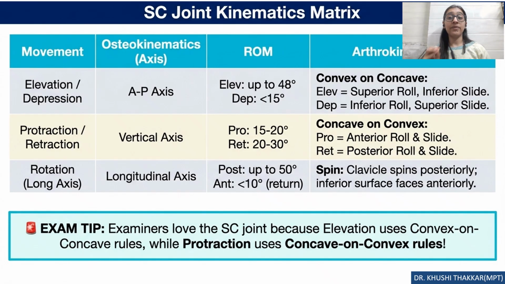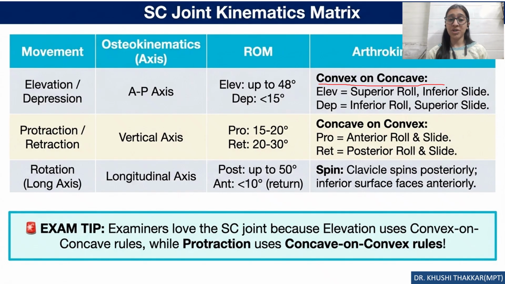Arthrokinematic movements involve convex moving on concave. Please remember here, due to the subtle articular surfaces of the clavicle and the manubrium sterni, the concave and convex rule is not the same for all the movements. For elevation and depression, the convex is going to move on concave, so the roll and glide will happen in opposite directions. For elevation, the roll would be superior and the glide would be inferior. Similarly in depression, the roll will be in the inferior direction and the slide would be in the superior direction.